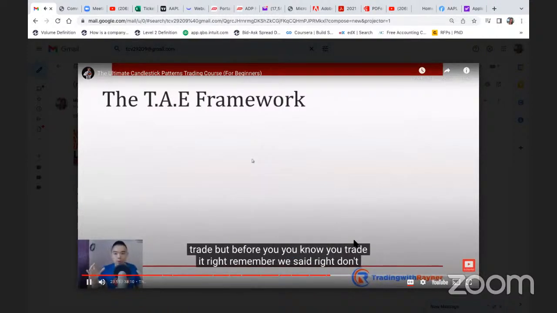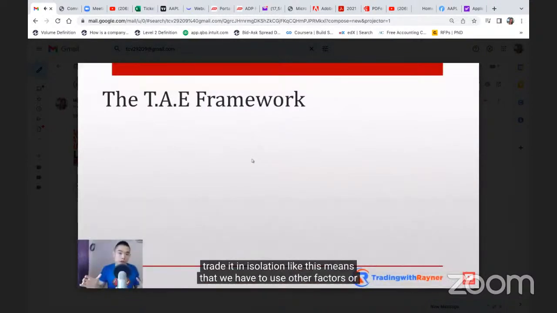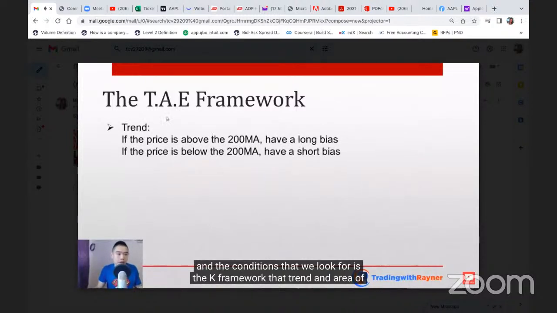But before you trade it, remember we said, don't trade it in isolation. This means that we have to use other factors, other market conditions, to look for before we wait for our entry trigger. And the conditions that we look for is the TAY framework, the trend and area of value. And finally, the entry trigger.